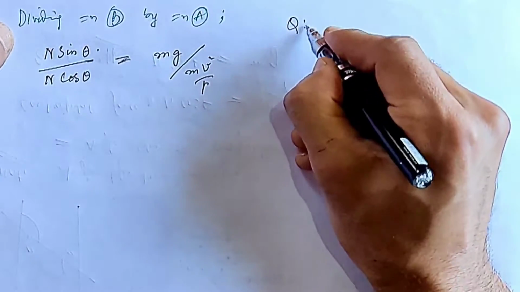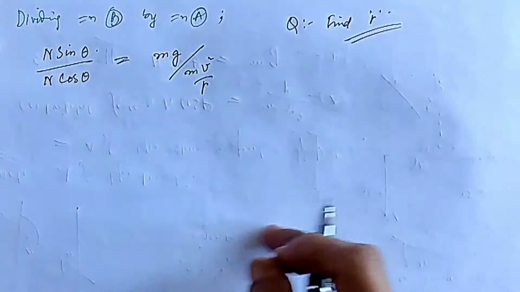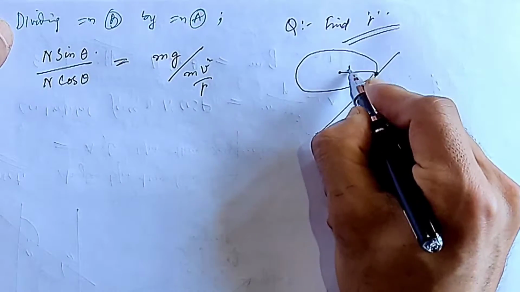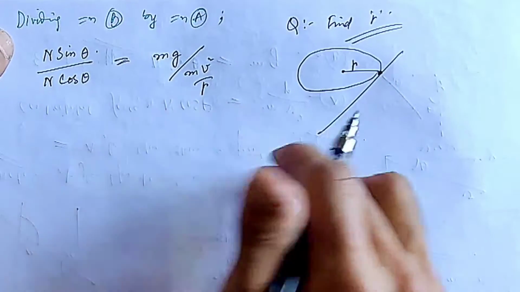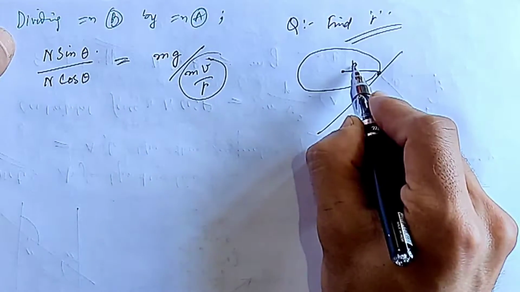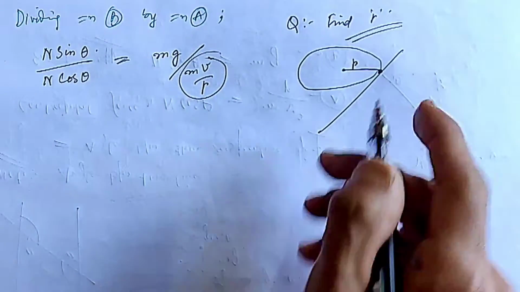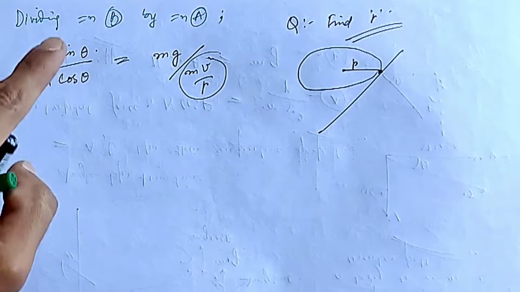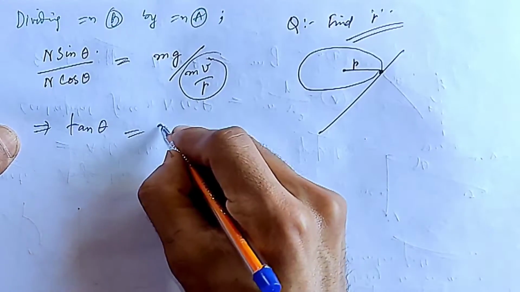In the question, we have to find r, that is the radius of the circular path in which this body is moving. That r is this very r, because this is the centripetal force, and the radius is r here. So we have to find out this r. Fine. So here n will be eliminated, and sine of theta divided by cos of theta will be tan of theta equal to mg.